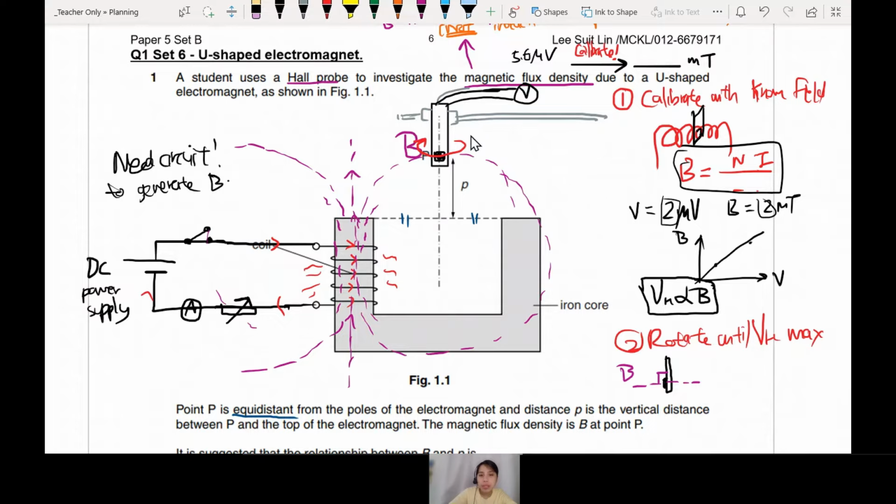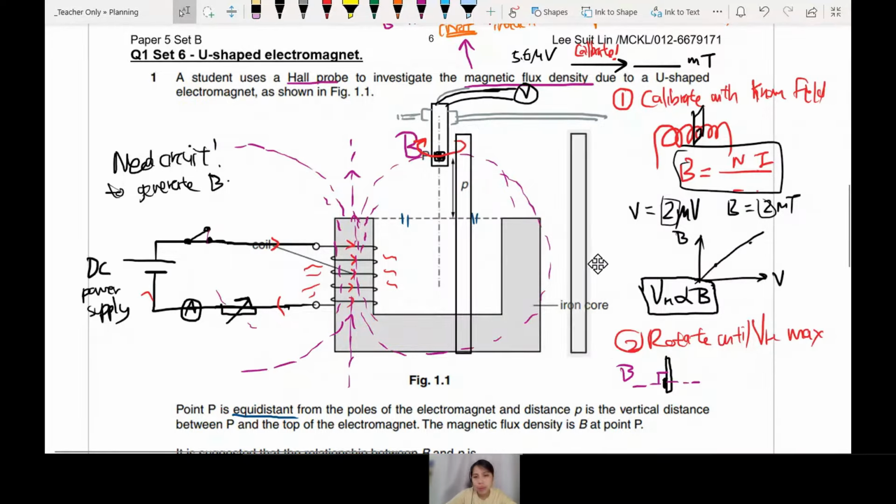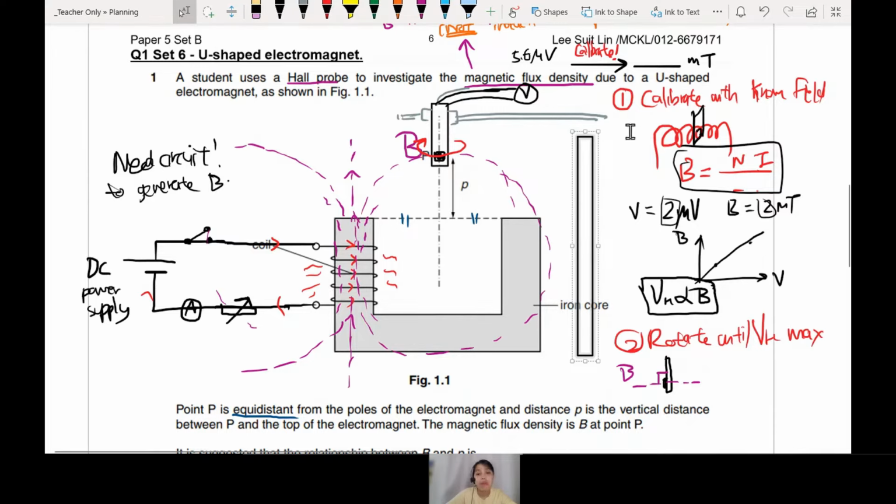Some people, okay, we need a ruler. Where to put the ruler? Big ruler. Okay, big ruler here. Some people put the ruler right here. Can also. Some people put the ruler, instead of sitting on the iron core, touching the table like that. Can also. Some people say, Miss, this part is too crowded already. Can I put the ruler outside here? Can also. I'm fine with either.